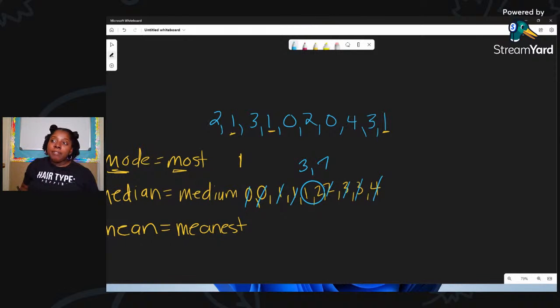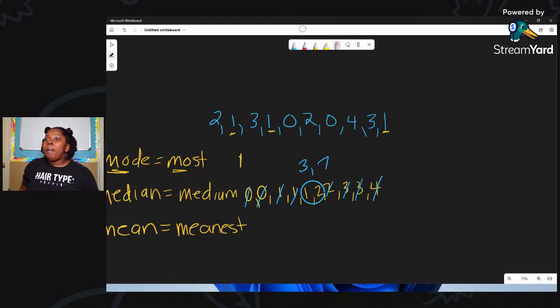So we take the average, we add them up. So what's 3 plus 7? 10. And how many numbers are there? 2. So 10 divided by 2 is 5. So when there's 2 numbers in the middle, we just take the average, okay? And that helps us to find what's in the middle.